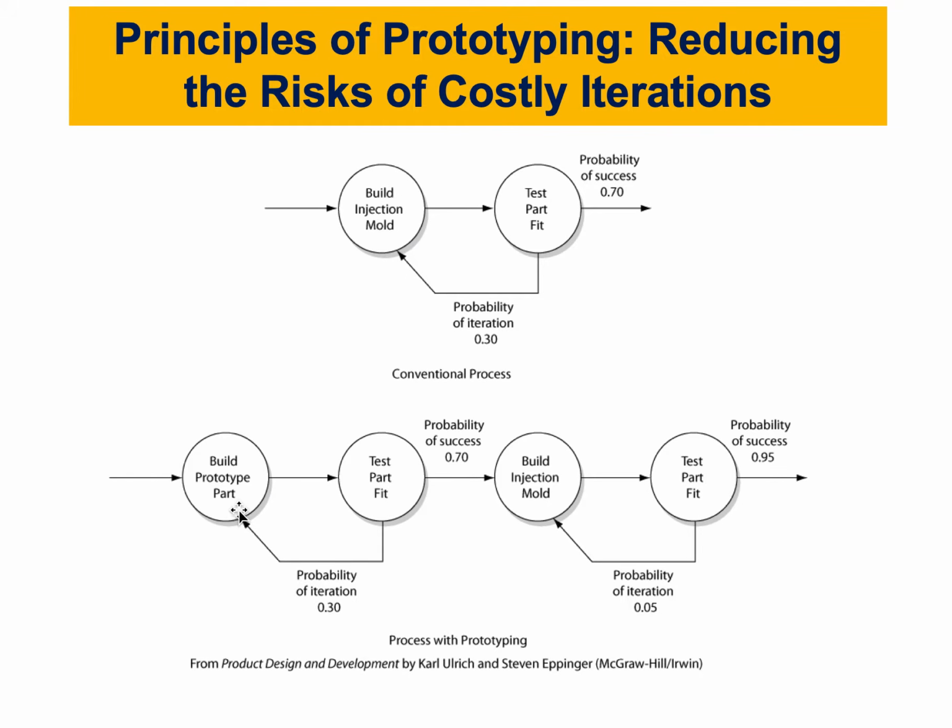However, if you build a prototype, you are going to go with this 70 and 30% in the first iteration. And after building the prototype, it should be cheap, it should be quick. And after we do this, we are certain that it's going to work. This will increase our chances to 95% of success and only 5% of repetition because of the prototype. And that's what we mean by reducing the risk of costly iterations.